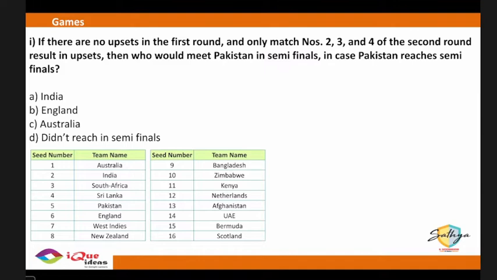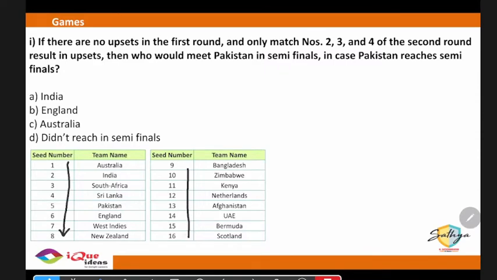So see, the table itself is pretty simple and easy for us because it has given 1 to 8 and 9 to 16, and we know that 1 is playing with 9, 2 with 10, 3 with 11 and so on in first round. So it says that there are no upsets in the first round. That means all the lower seeds are eliminated. So in round 1 the winners are everybody from 1 to 8.